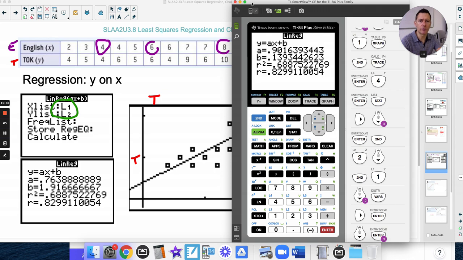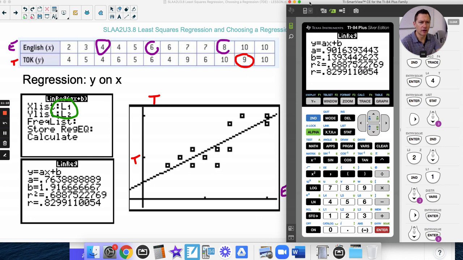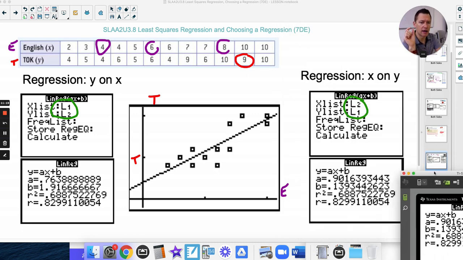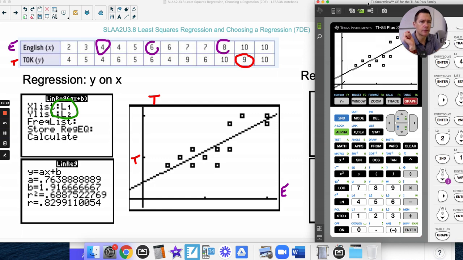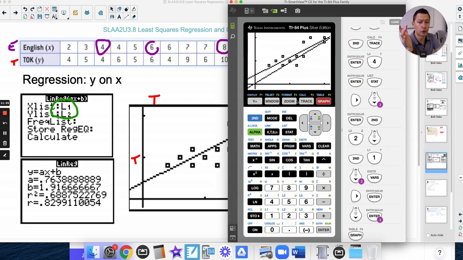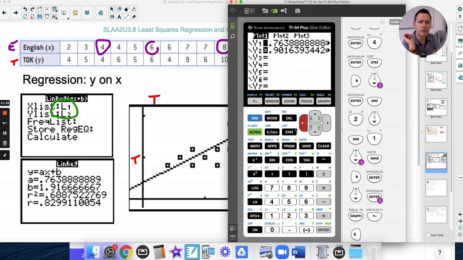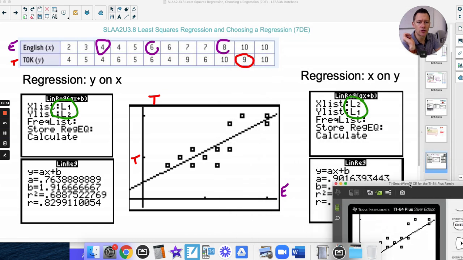So it spits out a different equation for me. And I'll show you an interesting part of this in a second. Decently similar R value, right? Same R value, but when you graph it, there's our first line, there's our second line. They're not the same. I'm going to turn off this one for a second and just look at this new equation.